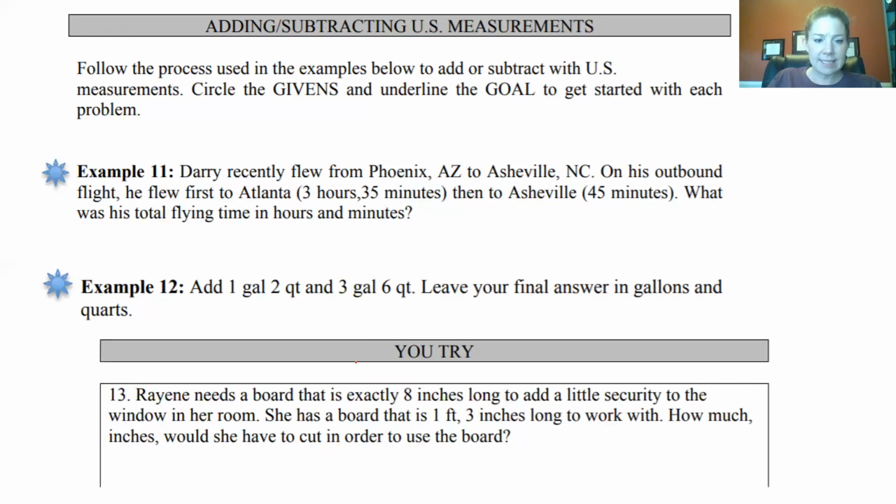All right, so Ryan needs a board that's exactly 8 inches long to add a little security to her window in her room. She has a board that's 1 foot 3 inches long to work with. How many inches would she have to cut in order to use the board? So basically we're converting 1 foot 3 inches to inches only. Well, how many inches is this 1 foot? Well, that's 12 inches plus we had an extra 3 inches. So right now, Ryan has a total of 15 inches.